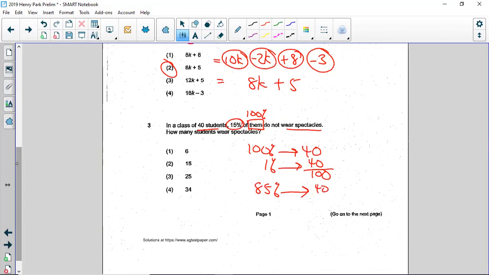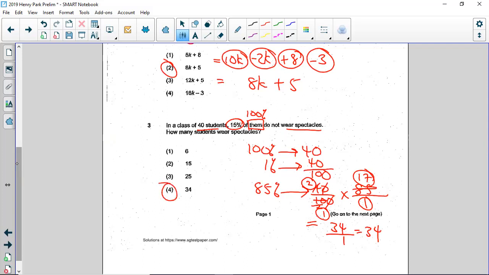So what is 85%? 85% will be 40 over 100 multiplied by 85, and then you cancel. So divide by 10, right? And then 10 divided by 5 is 2, 85 divided by 5 is 17. Can you cancel some more? Yeah. 2 divided by 2 is 1, and 4 divided by 2 is 2. So once your denominators are 1, you can multiply already. So 2 times 17 will be 34, and 1 times 1 is 1. So how many students wear spectacles? You have 34 students who wear spectacles. So answer number 4.